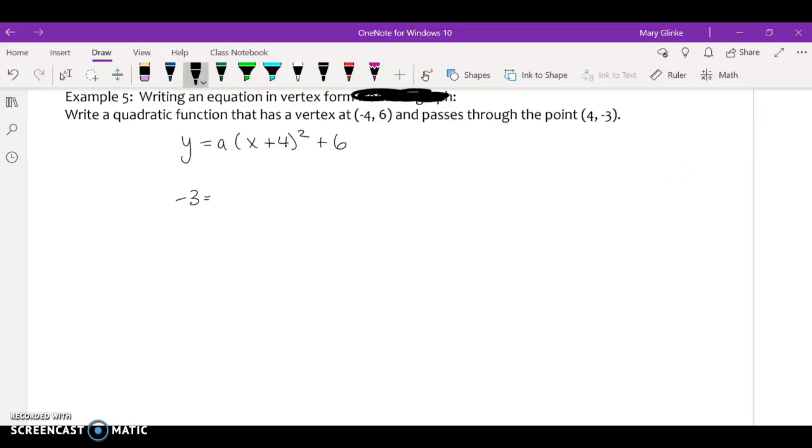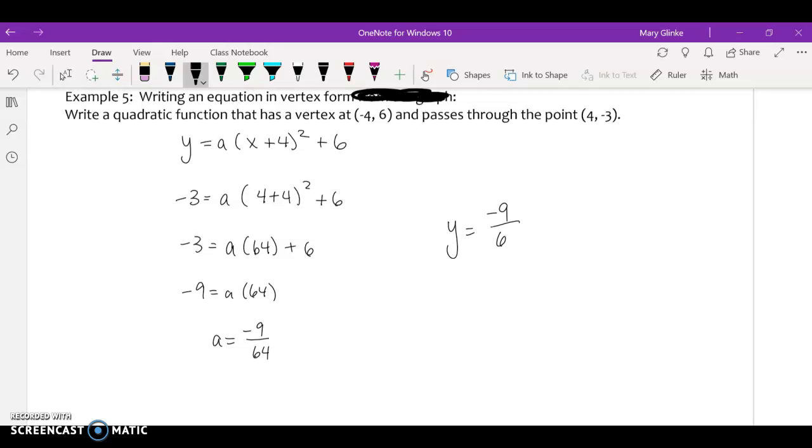So my y value here is -3. My x value here is 4. My vertex was -4, 6, so I plugged that in. So when I add those together and then square it, I get 64. And therefore, a is going to be -9 over 64. So this one is not as nice as the other one. You get -9 64ths, parentheses x plus 4, quantity squared, and then plus 6 at the end.